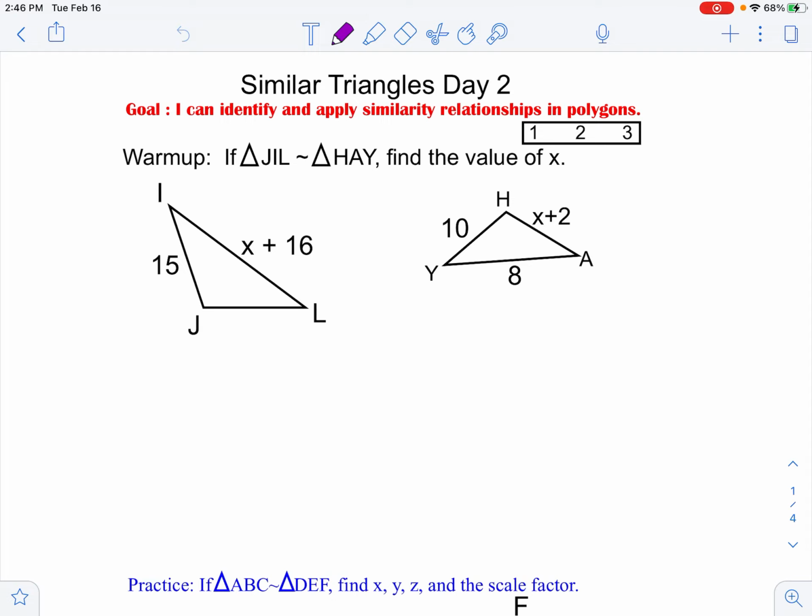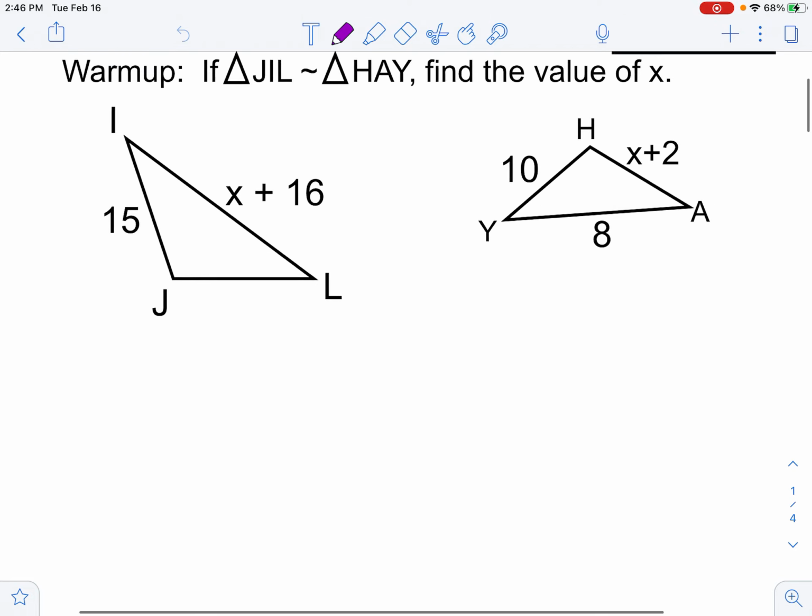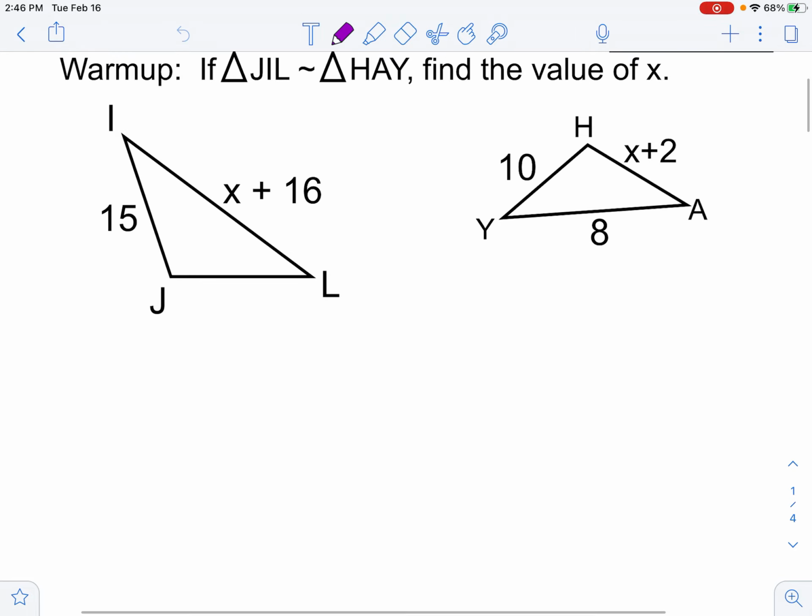All right, so this is day 2 of similar triangles. It was called similar polygons, so I guess it's more specific. But you're going to see some things that we did in the day 1 notes and then a little bit more added to that. So here's the warm-up, which is similar to what we've already seen. So you can go ahead and pause the video and try this one on your own.